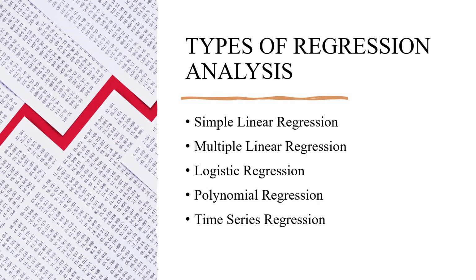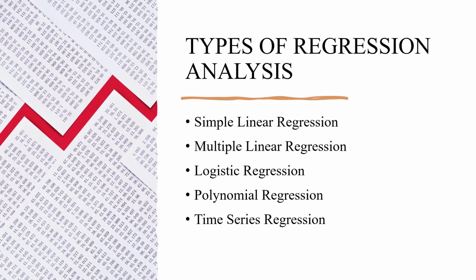So what are the different types of regression analysis? The first one is simple linear regression. It examines the relationship between one independent variable and one dependent variable. The second one is multiple linear regression. It examines the relationship between multiple independent variables and one dependent variable.